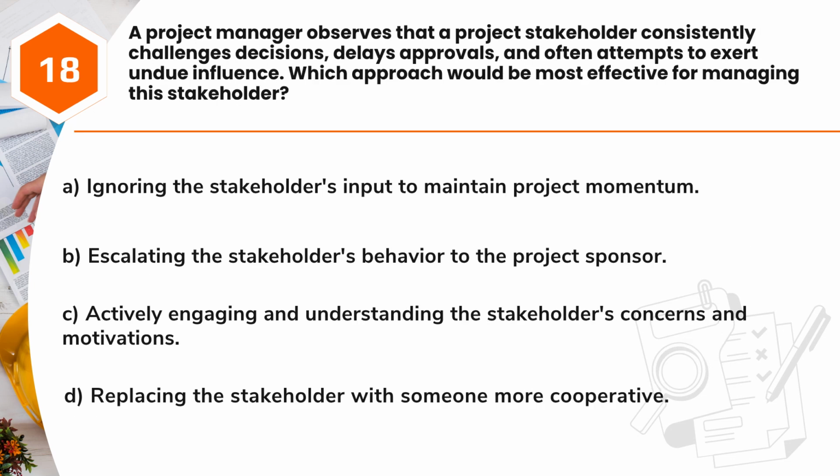Question 18. A project manager observes that a project stakeholder consistently challenges decisions, delays approvals, and often attempts to exert undue influence. Which approach would be most effective for managing this stakeholder? A. Ignoring the stakeholder's input to maintain project momentum. B. Escalating the stakeholder's behavior to the project sponsor. C. Actively engaging and understanding the stakeholder's concerns and motivations. D. Replacing the stakeholder with someone more cooperative.